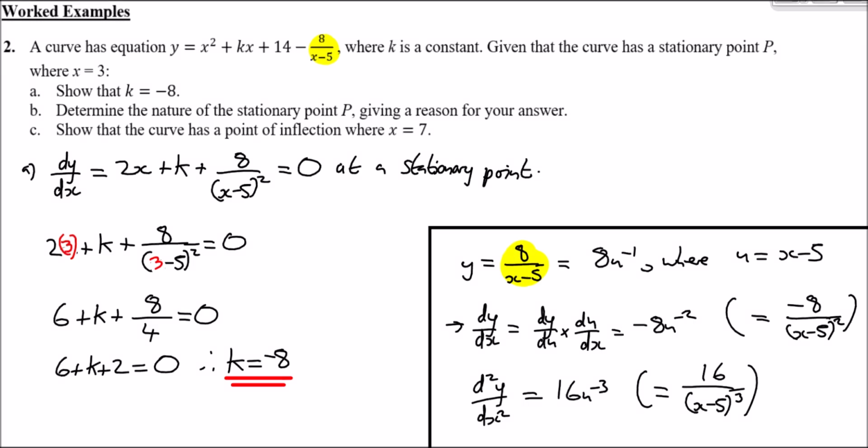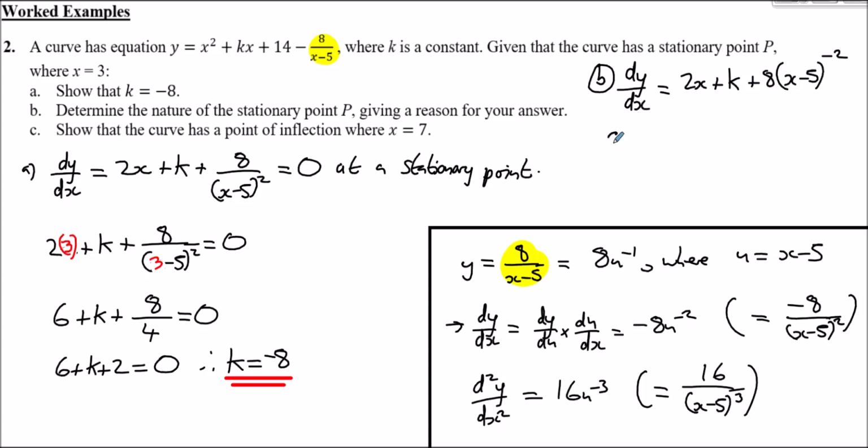Well, what we can do here is take the second derivative. And to take the second derivative, I'm going to use the first derivative, dy by dx. So for part B, let's start with what dy by dx was. So dy by dx, we had 2x plus k. I'm going to write a third term different. I'm going to put it as 8, then x minus 5, all to the minus 2.